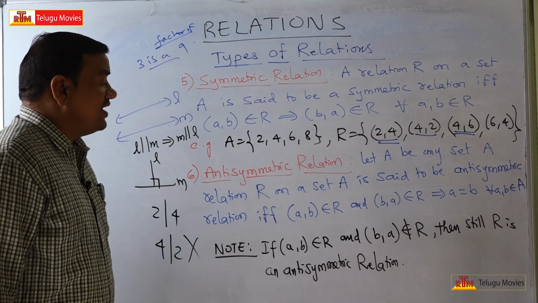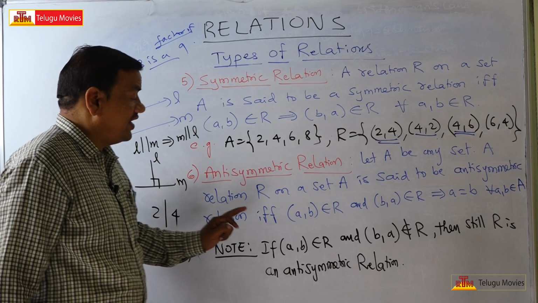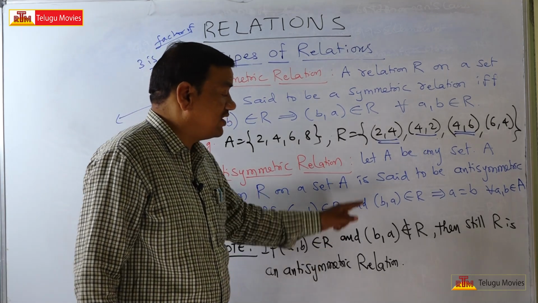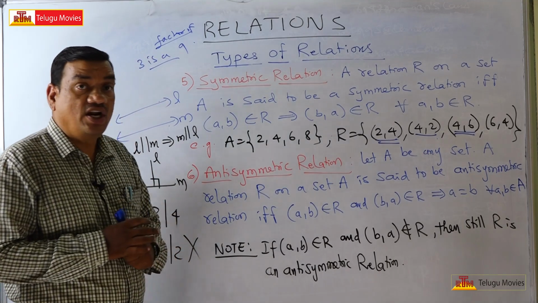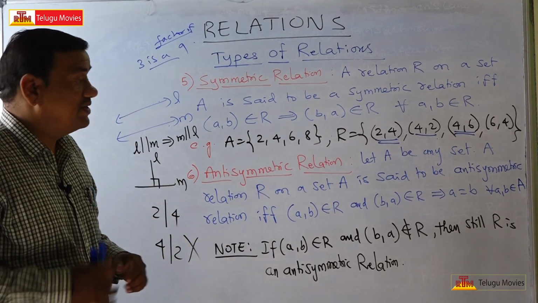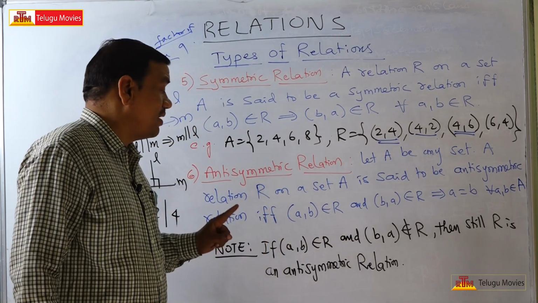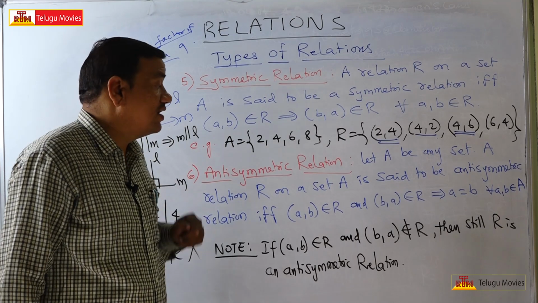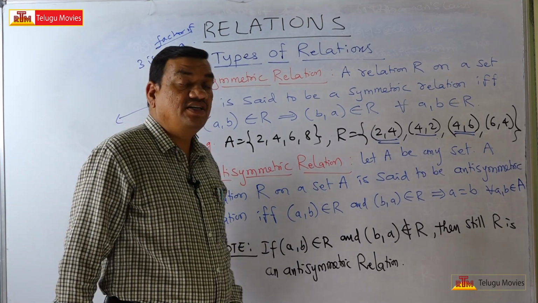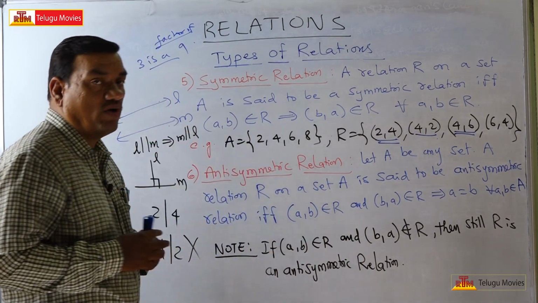One more very important point is, in an anti-symmetric relation, if A, B belongs to R, but B, A does not belong to R, then still it is an anti-symmetric relation. That means there is no need for both A, B and B, A to be in the relation. Sometimes if B, A also does not belong to R, then still we can say that it is an anti-symmetric relation. I will tell one example.